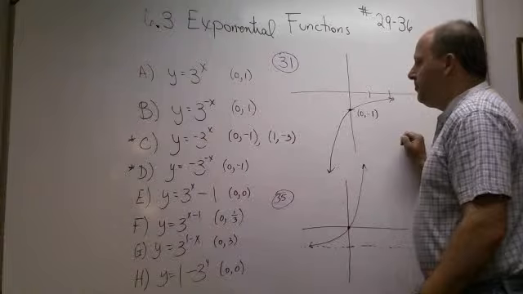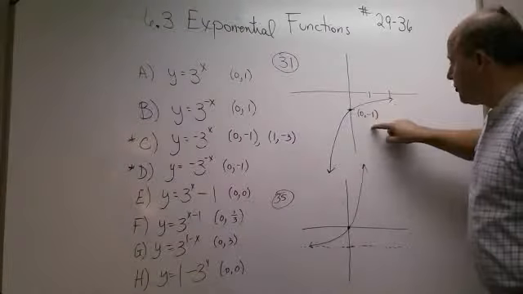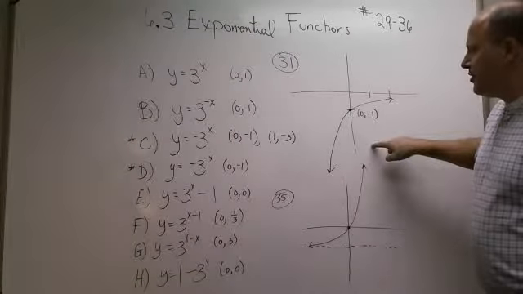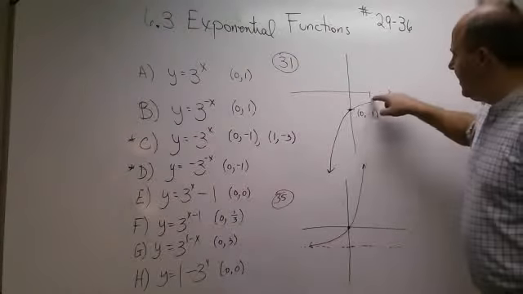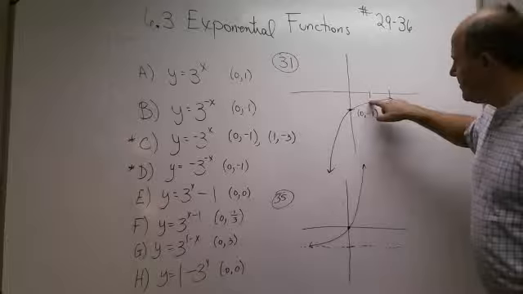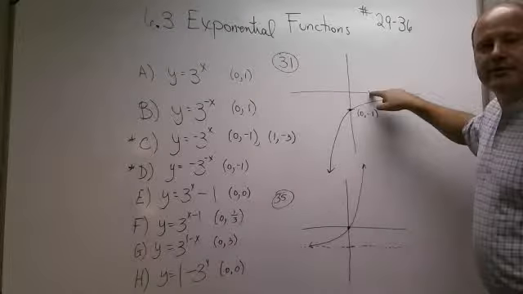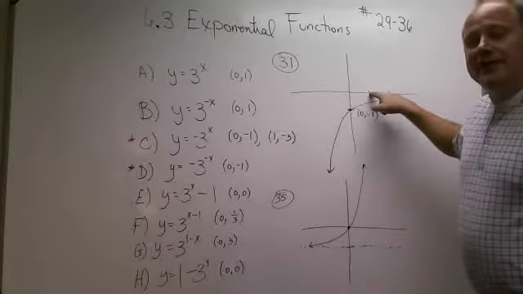So the ordered pair should be at (1, -3), which should be down here. So C is probably not going to be it then. Because if I put 1 in, I get -3, which should be down here. The graph is up here, between -1 and 0. So it looks like D is probably the answer.